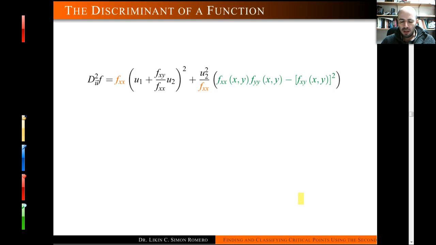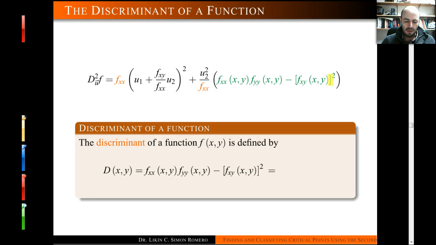So let me tell you about the discriminant of a function. The green expression that we have right here is actually called the discriminant of the function. One way you can remember this is to notice that it's actually a 2 by 2 determinant: fxx times fyy, that's the first expression, minus fxy times fyx. But those two are actually the same because of Clairaut's theorem, so that gives you a square.